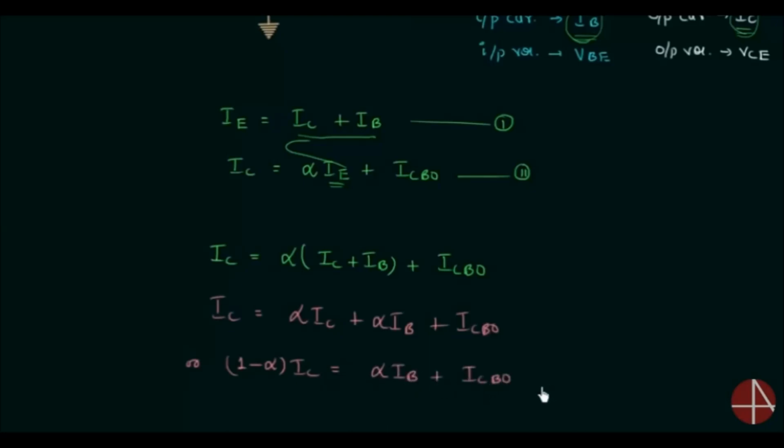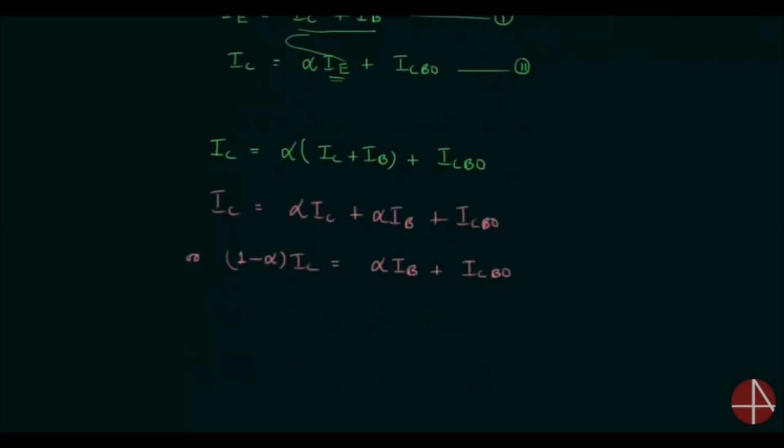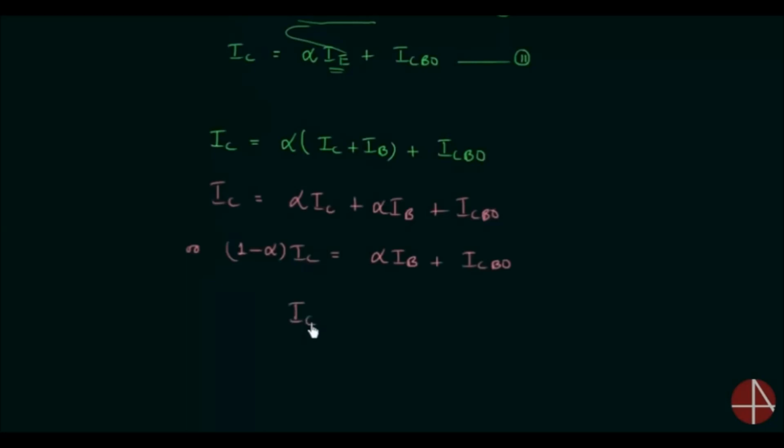I will divide both the sides by 1 minus alpha, and we will have IC equals alpha divided by 1 minus alpha times IB plus 1 divided by 1 minus alpha times ICBO. I have divided the left hand side and the right hand side by 1 minus alpha.